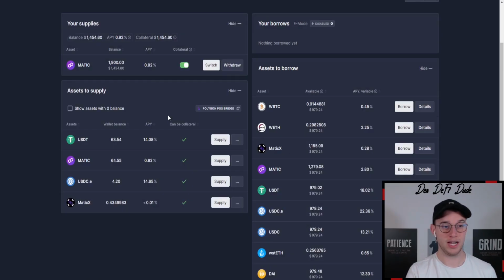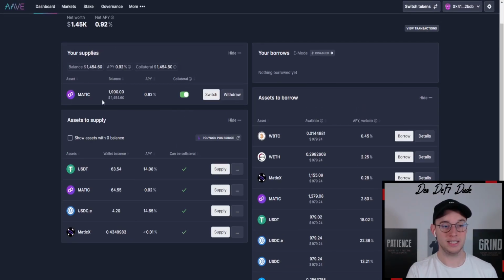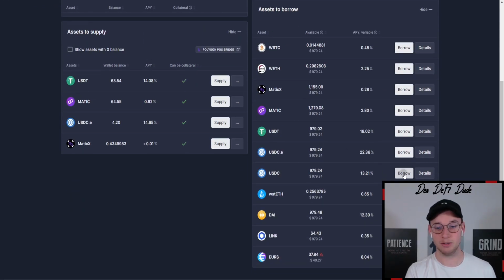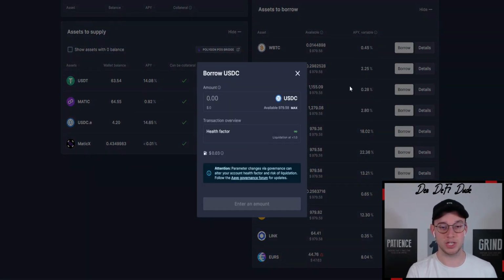I can say, okay, I want to close this. And you can see the supplied asset here on the page, which means I now landed 1.9k Matic here on Aave and am now able to borrow assets against it. And in our example, again, we want to borrow some USDC. So you just come to USDC. We have an availability of roughly 980 max, which we can now lend out.